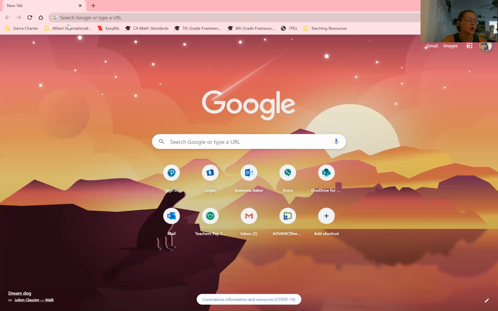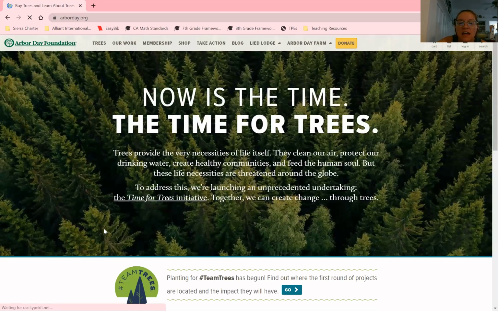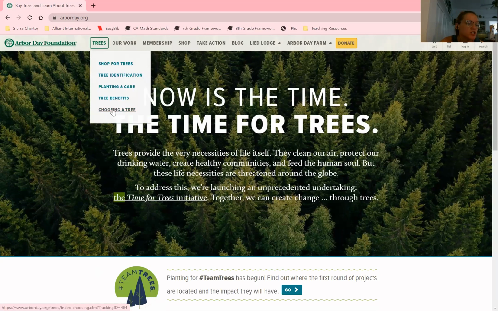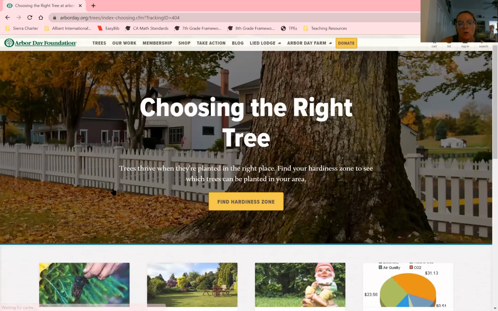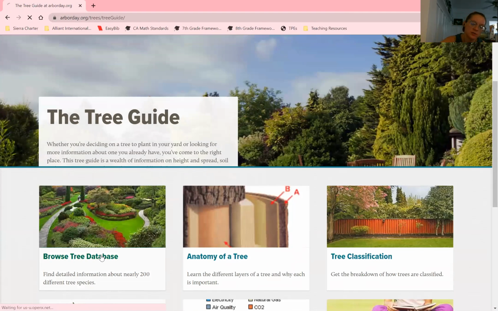So I'm going to walk you through how to gather this data, how to write it out, and then provide a couple of examples for that. So we are going to take a look at the internet real quick. Okay, so you can see I'm just on my Google Chrome, and I'm going to go to arborday.org. Now, to find where you're going to pick a tree, I'm just going to follow the steps that I have written in your packet. We go to arborday.org. We choose trees. We choose choosing a tree. We go to the tree guide, and we browse the tree database.